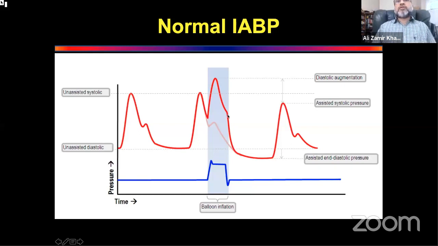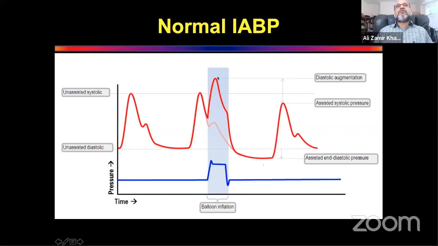The augmentation of the pressure in the diastole and deflation of the balloon brings about reduction of the end diastolic aortic pressure. See this, can you see the end diastolic aortic pressure? So this is the baseline, but what is happening is you are going below the baseline. So this is the assisted end diastolic pressure. So the end diastolic pressure is going below the baseline. So in both phases of the diastole, you get benefit.